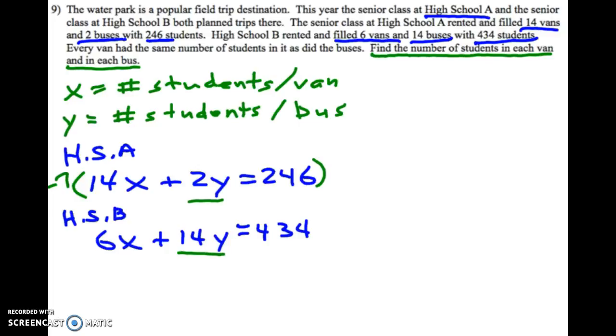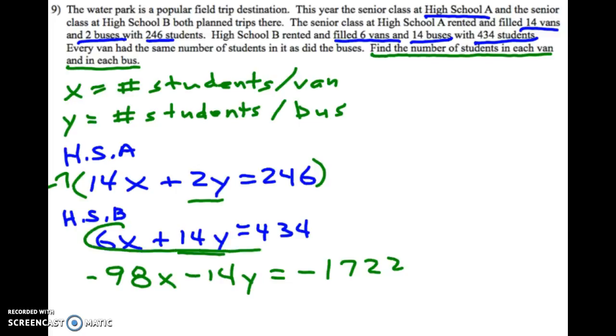So, distributing the -7 through the top equation, I get -98x minus 14y, and here's where you need the calculator. The -7 times the 246 should give us -1,722. We're going to do the elimination method. We probably want to rewrite out the other equation, or it's actually lined up in this case, but it doesn't normally write out that neat.